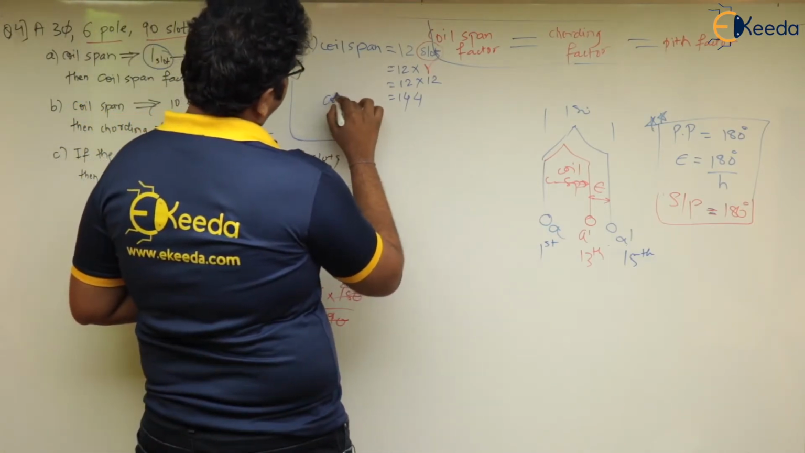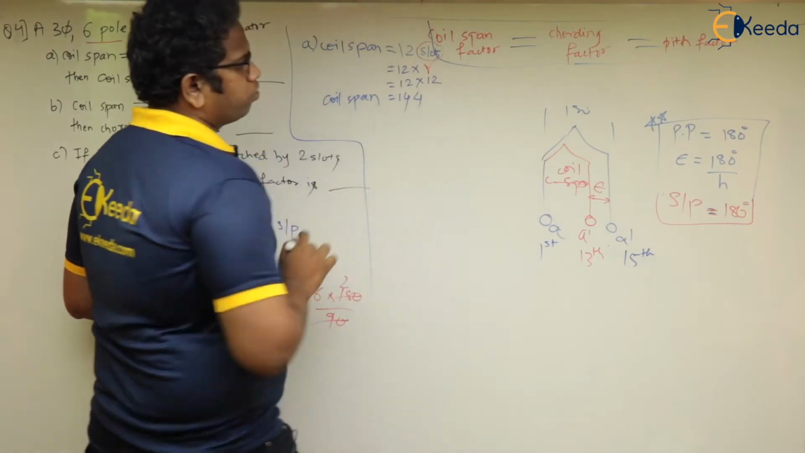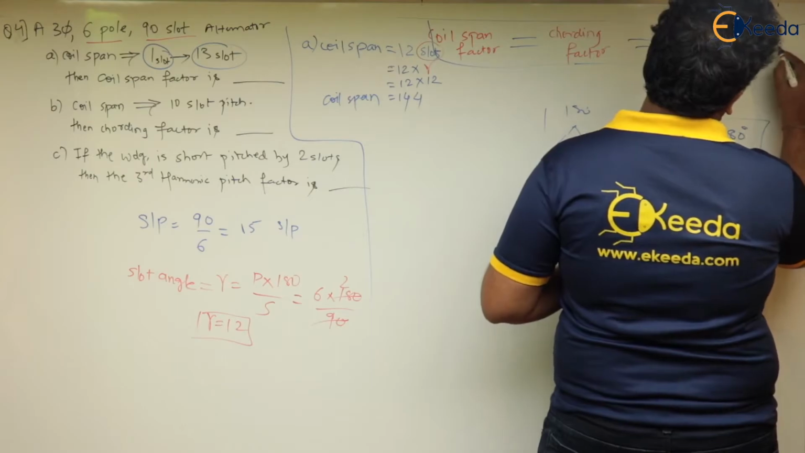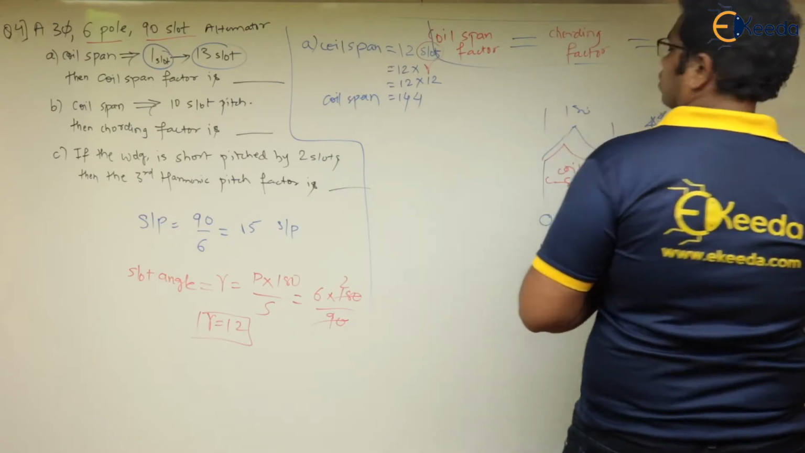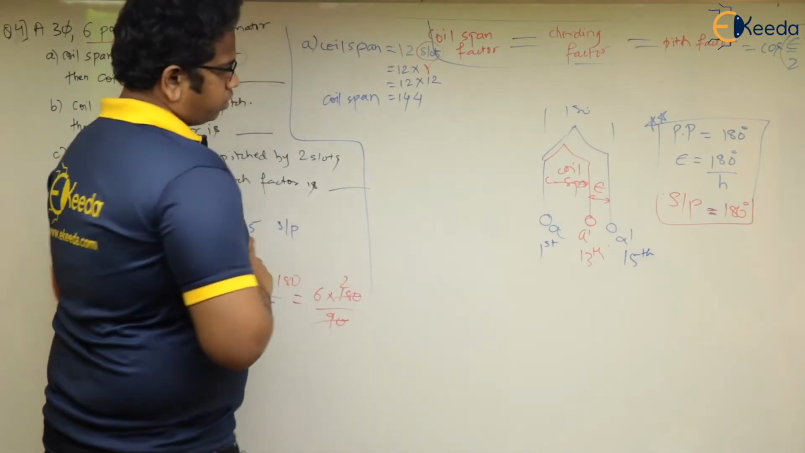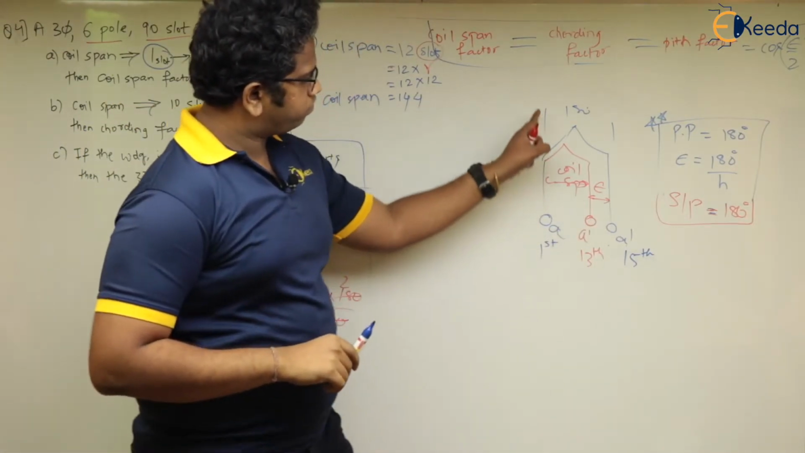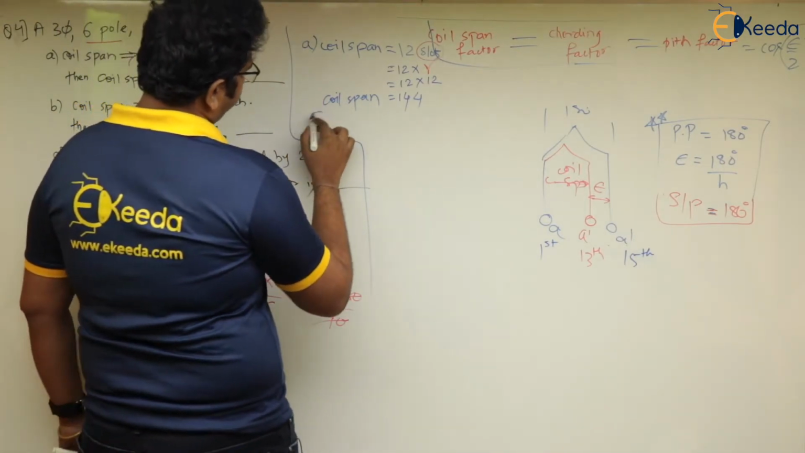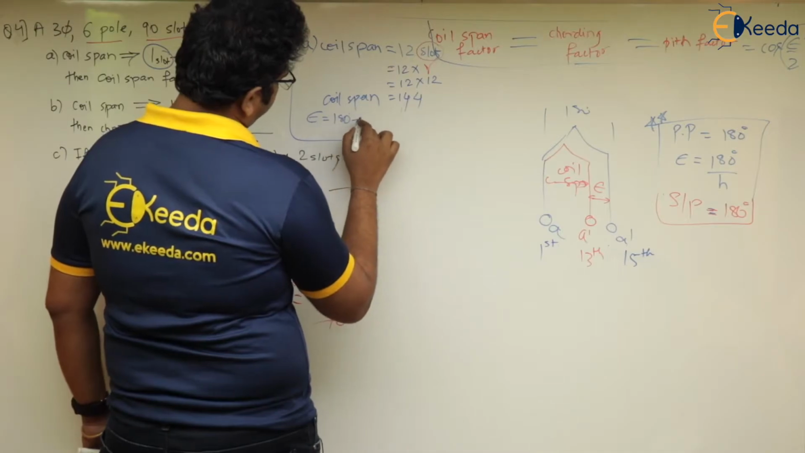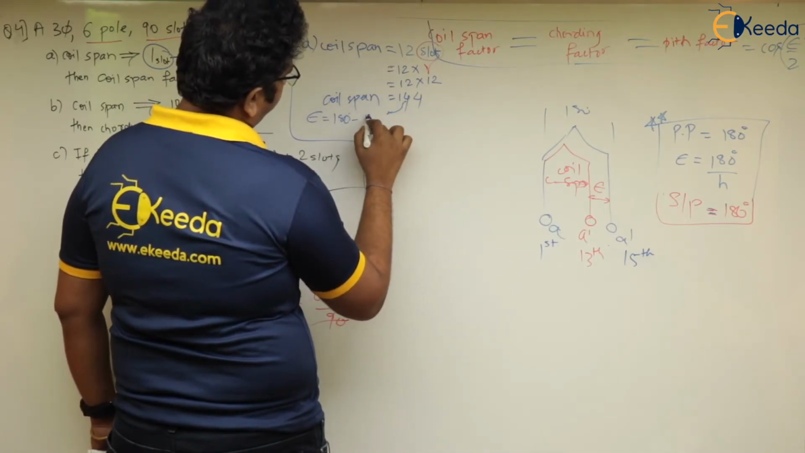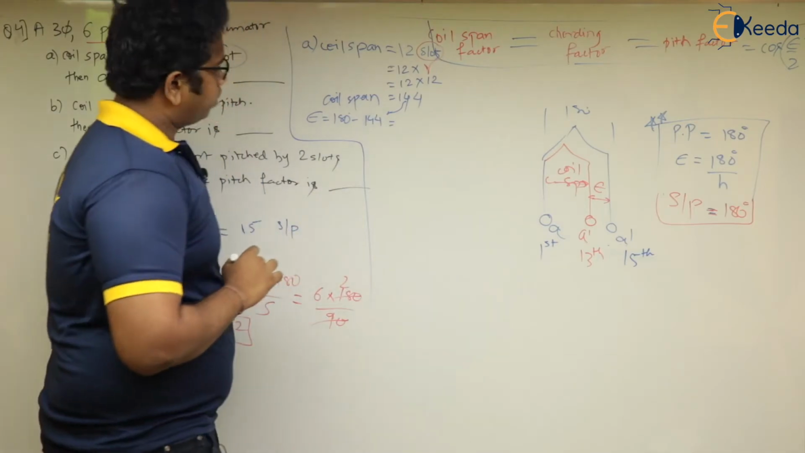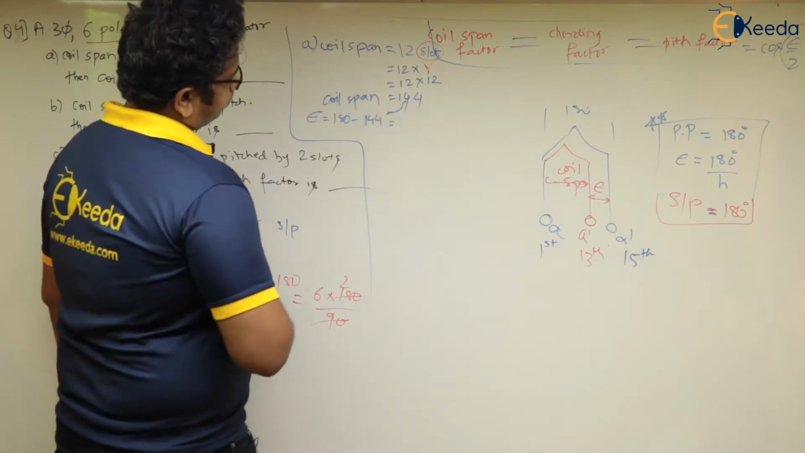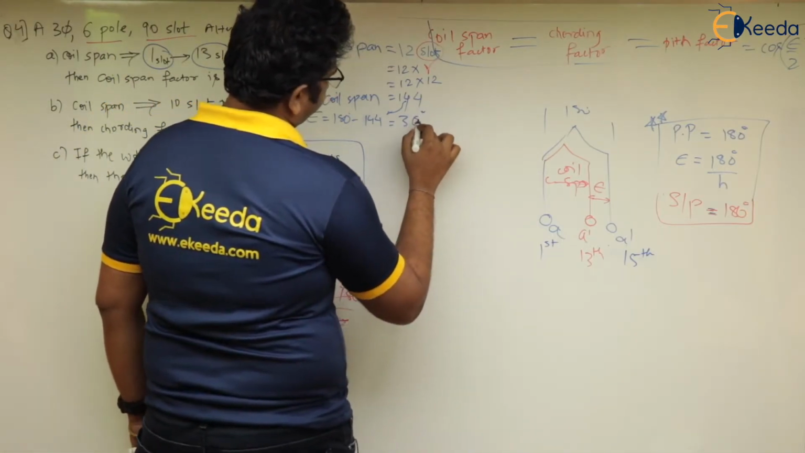But am I interested in coil span? No, because I know that the pitch factor formula is cos of epsilon by 2. So I want epsilon. This epsilon is 180 degrees minus coil span. Coil span is 144. So 180 minus 144 is 36 degrees.